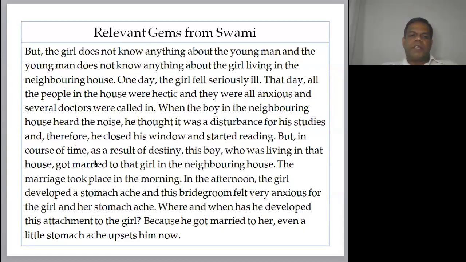But in course of time, as a result of destiny, this boy got married to that girl in the neighboring house. The marriage took place in the morning, and in the afternoon, the girl developed a stomachache, and this bridegroom felt very anxious for the girl and her stomachache. Where and when has he developed this attachment to the girl? Because he got married to her, even a little stomachache upsets him now.